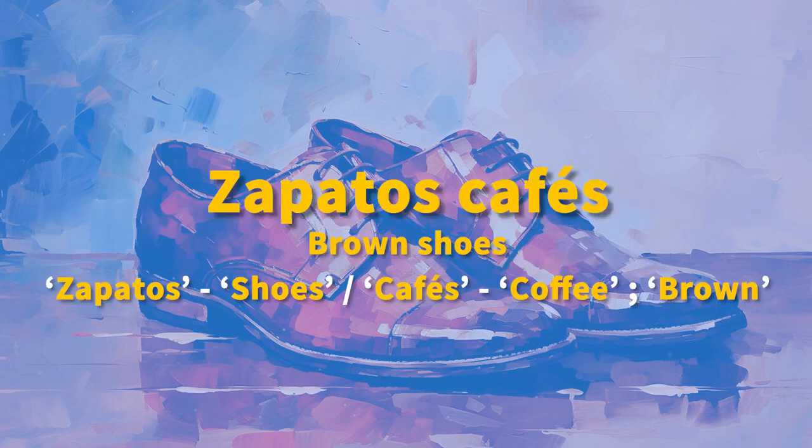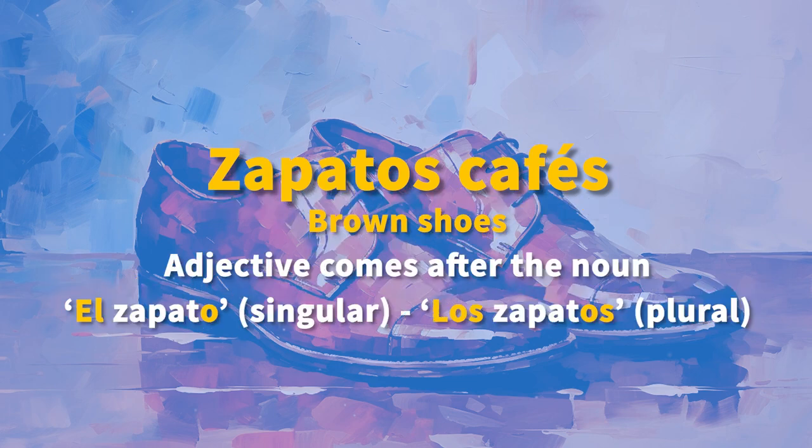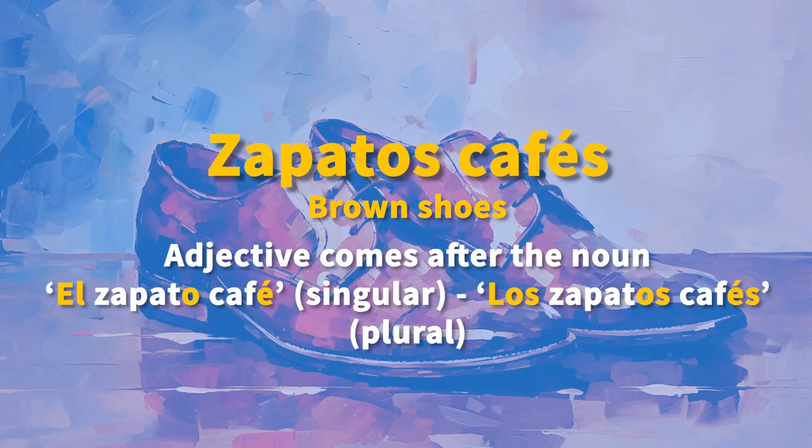Zapatos cafés means brown shoes. Zapatos means shoes, while cafés literally means coffee and refers to the brown color. Remember, the adjective comes after the noun. Since zapatos ends in os, we know that it's a masculine plural noun, and the singular is el zapato. So, since the adjective must agree in number and gender, the complete singular form would be el zapato café.